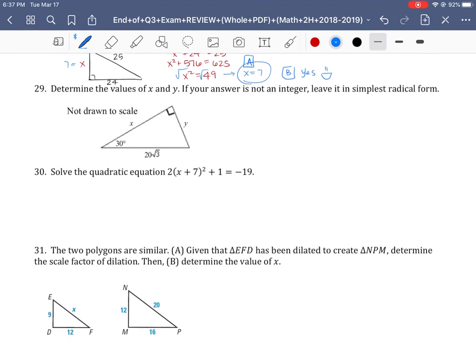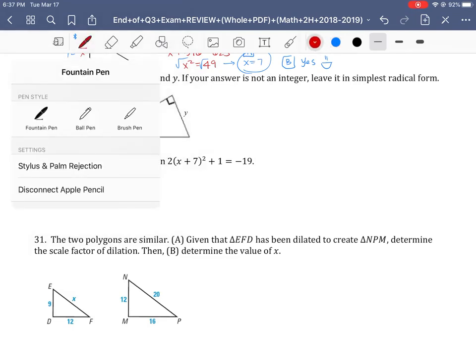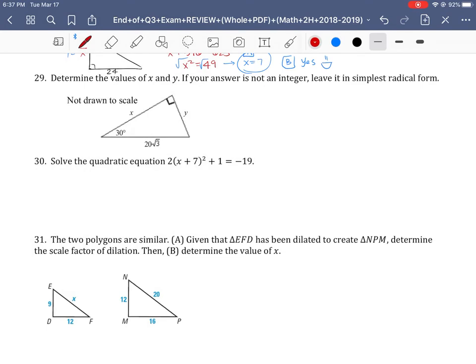I'm going to skip over 29. Again, 29 is related to one I did on a previous page with a 30, 60, 90 triangle, or you can always use sine or cosine or tangent to work through those. Just make sure again that you can find one piece at a time, and make sure that you're labeling them correctly related to that.